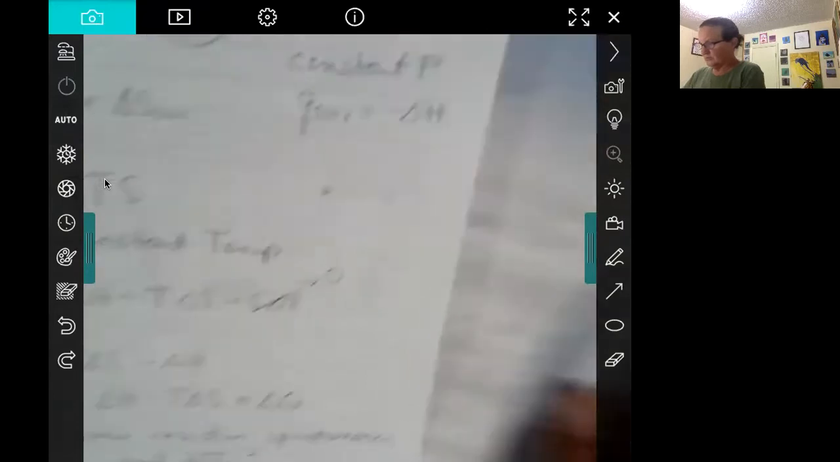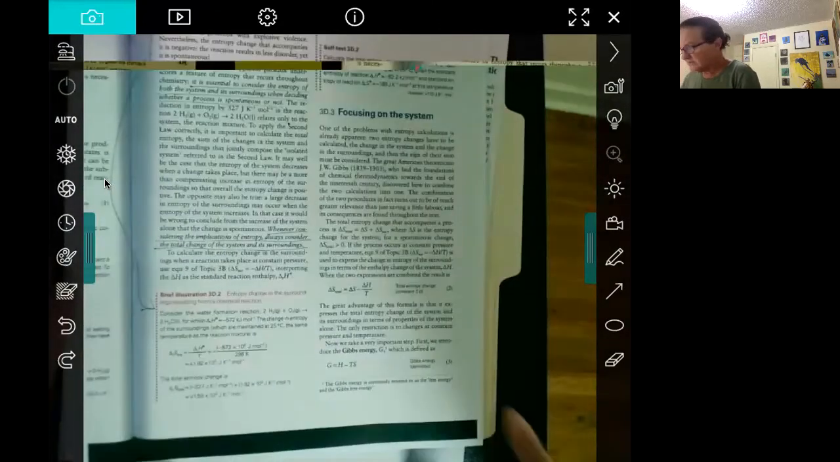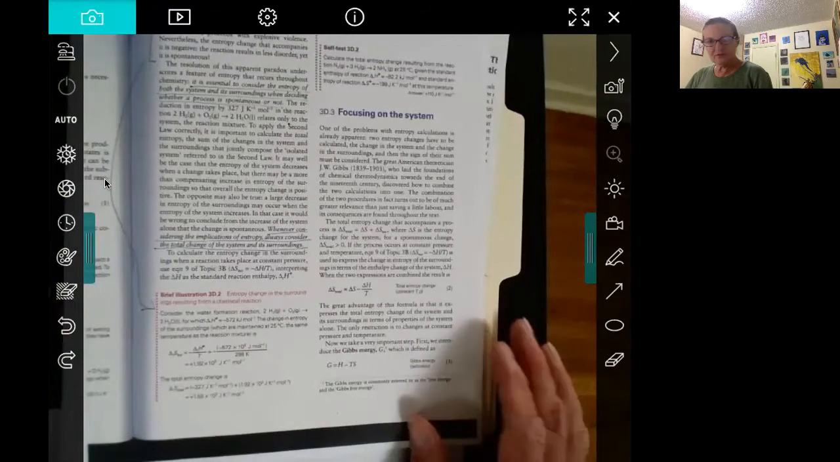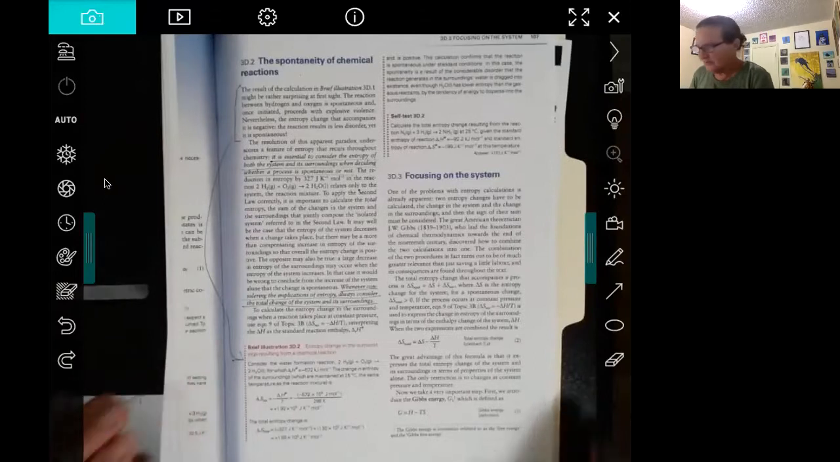So that's hopefully familiar to you from Gen Chem. And now we want to talk about spontaneity a bit more and then introduce the Gibbs free energy. So the change in Gibbs free energy for a reaction, or for a process in general. So the spontaneity of chemical reactions.